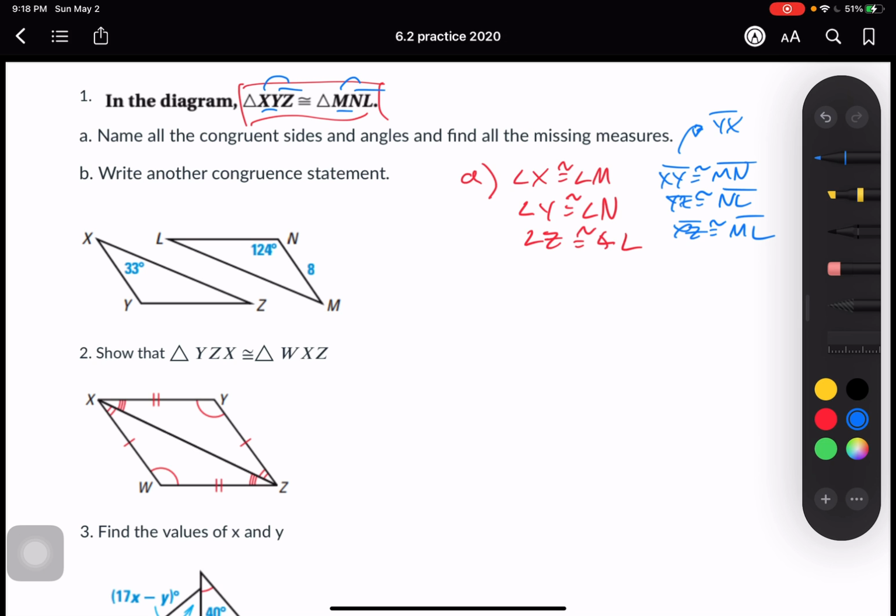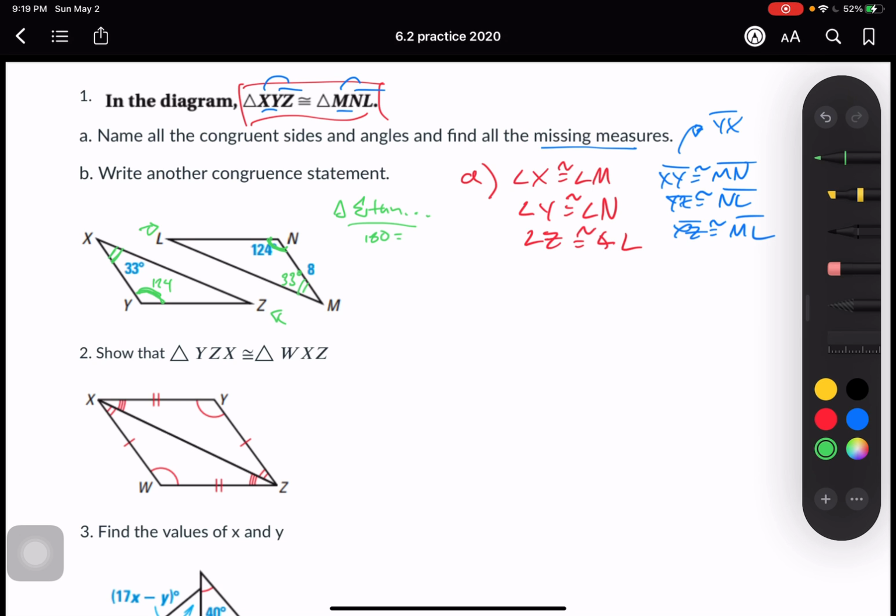Anyway, let's go ahead to the second part here, which is find all missing measures. So we know that N is congruent to Y. So this must be 124. We know that X is congruent to M. So this must be 33. Then I can figure out what this missing angle is, be it Z or L, pretty easily just by doing the triangle sum theorem. If you remember, that means that they all add up to 180 degrees.